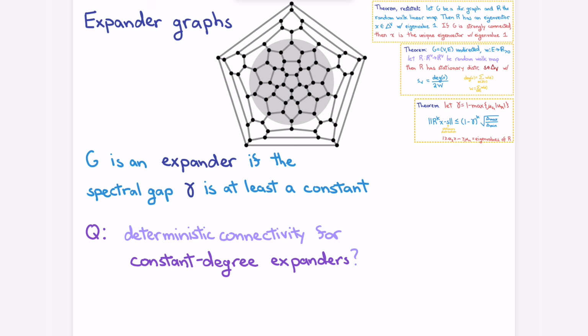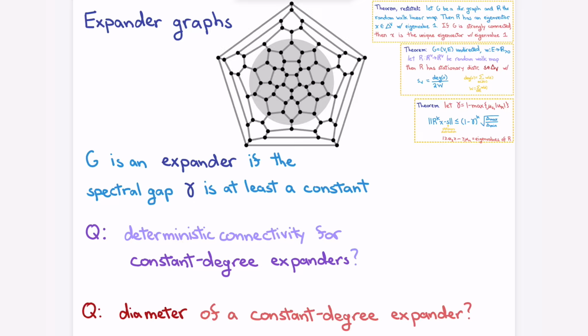So you approach a stationary distribution very fast. That's what you know, essentially. How can we use it? Okay, well, let me ask a different question then. What is the diameter of a constant degree expander? So of course at most n or something, but can we get a better bound? You can assume it's connected.